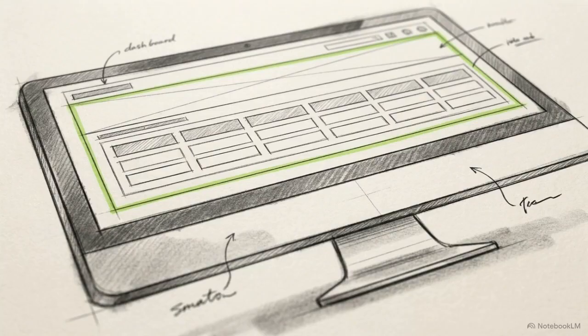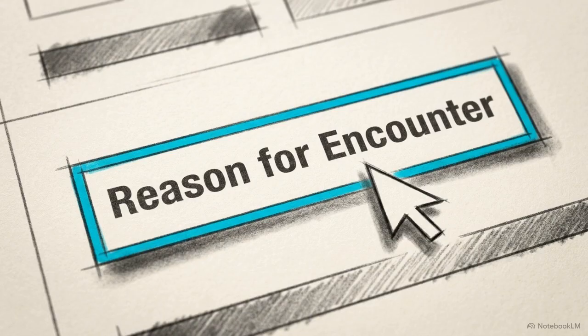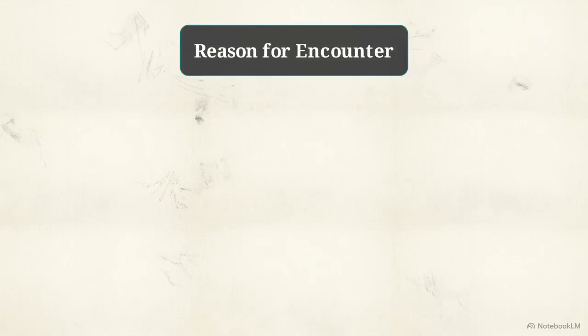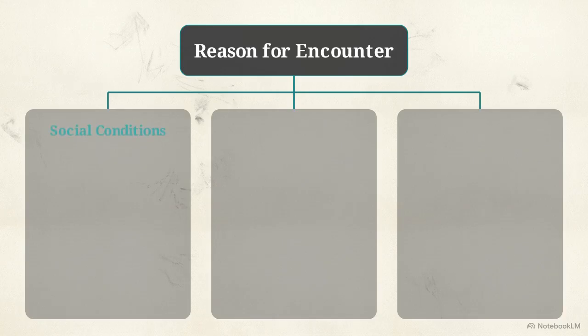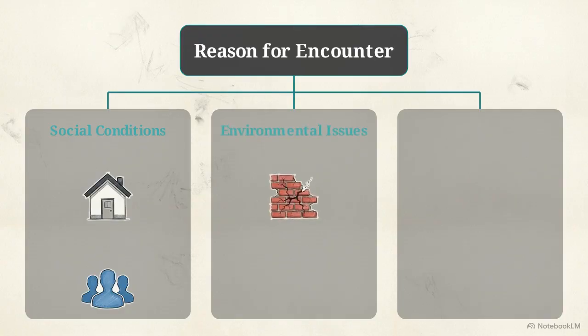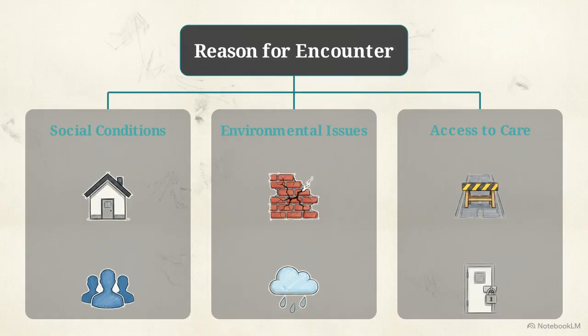Within a standard electronic health record, or EHR, this data has a specific location. The primary home for Z-codes is the reason for encounter field. This schematic illustrates how the reason for encounter field functions. It expands out to sort information into 3 distinct categories. The first column records social conditions, tracking variables like extreme poverty or complex family circumstances. The second column logs environmental issues, capturing immediate physical hazards like structural damage. The third column measures access to care, documenting logistical barriers like the unavailability of a local facility.